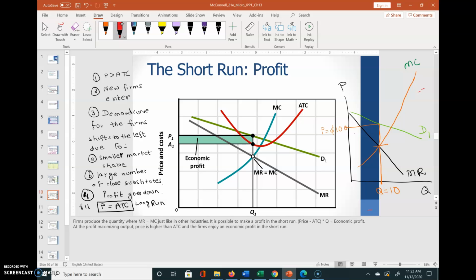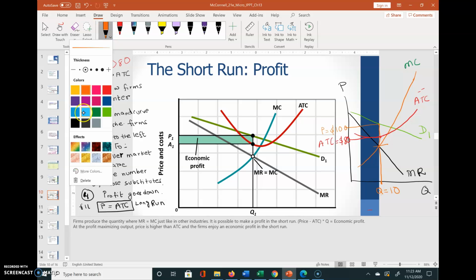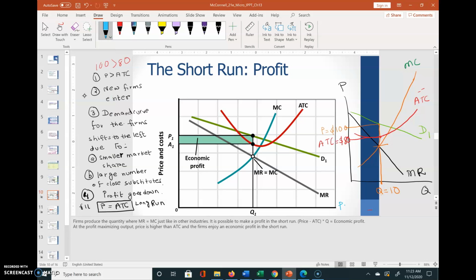Next thing I do is bring in the average total cost curve. Say this average total cost is equal to 80. What I see here is the price is 100, average total cost is 80, price is greater than average total cost. Now to calculate the profit here, what I do is use the formula which we kept using throughout.